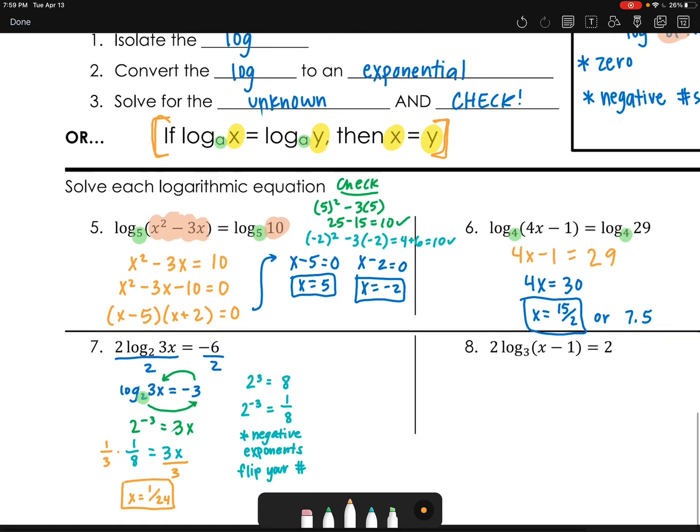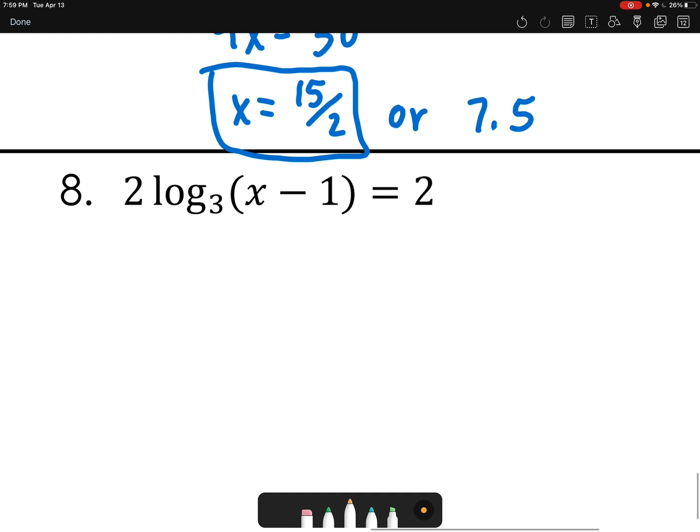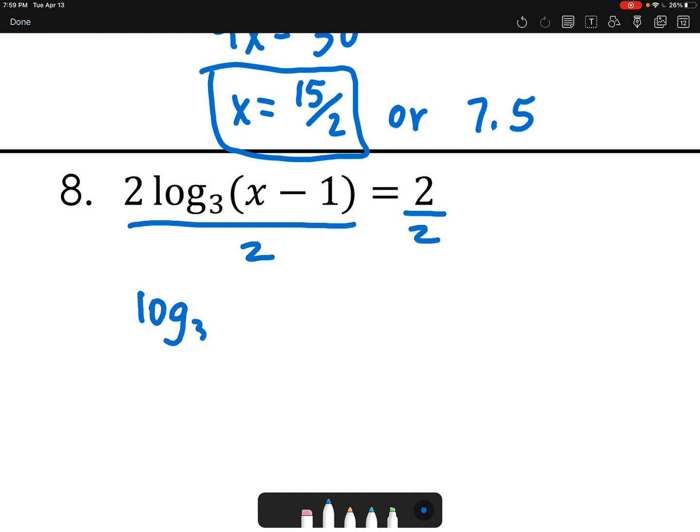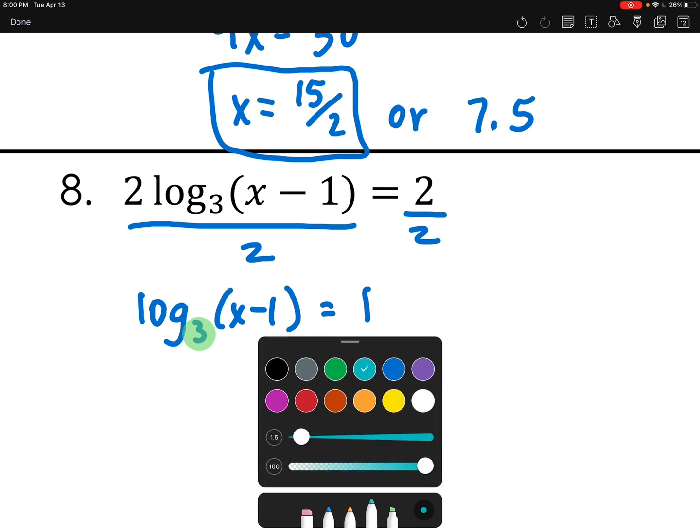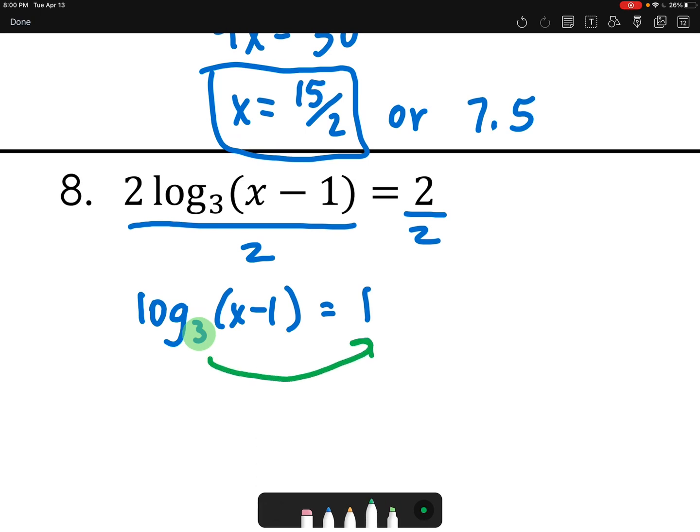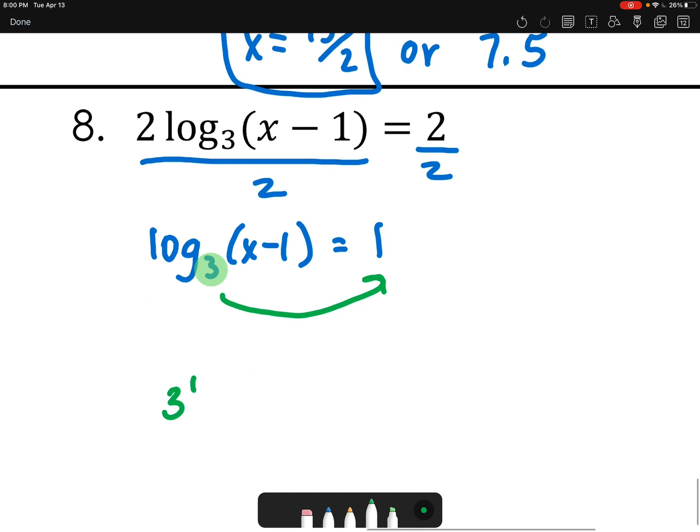Number 8, again here, we have to isolate our log. And so the first thing we're doing is dividing by 2 on both sides. And I'm left with log base 3 of x minus 1 equals 1. And I'm going to change it to exponential form. And I have 3, my base, to the first equals x minus 1. That x minus 1 is entirely in the argument, so we don't need to move anything or add anything.